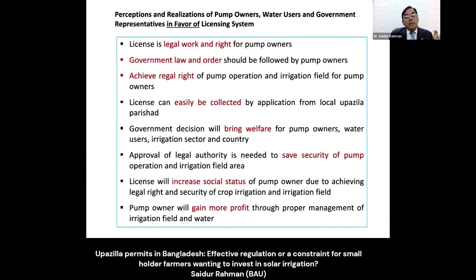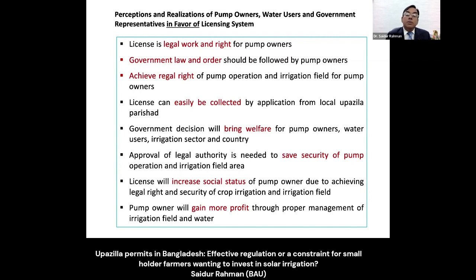Even having this perception, if we talk with the Upazila agriculture officer, BADC officer, or water owner and user, they have some feelings in favor of the licensing system as well. A license is legal work and a right.